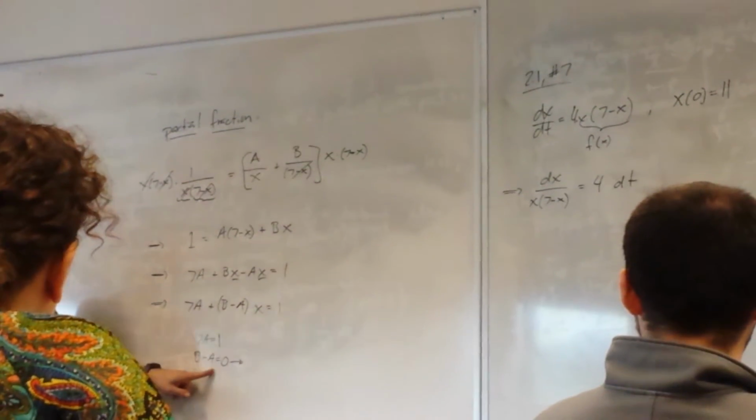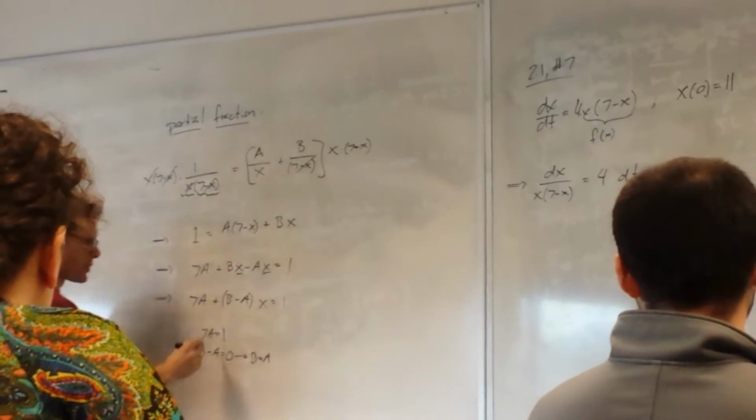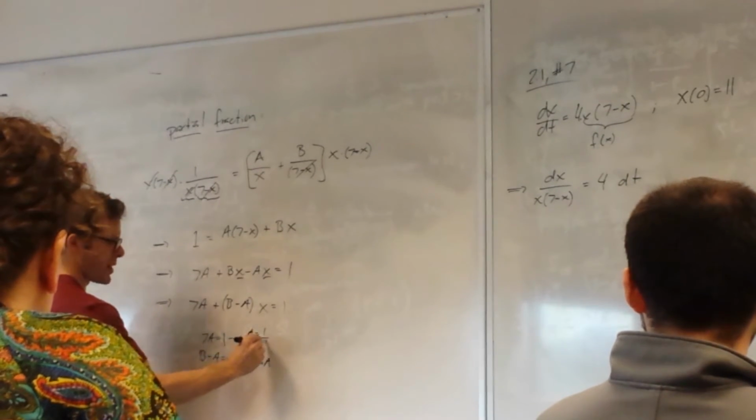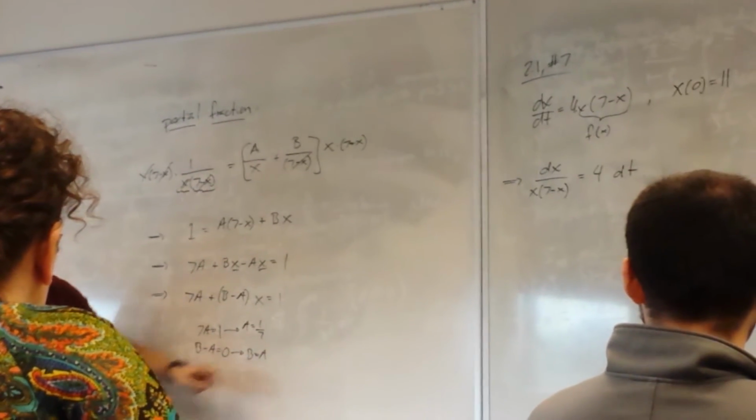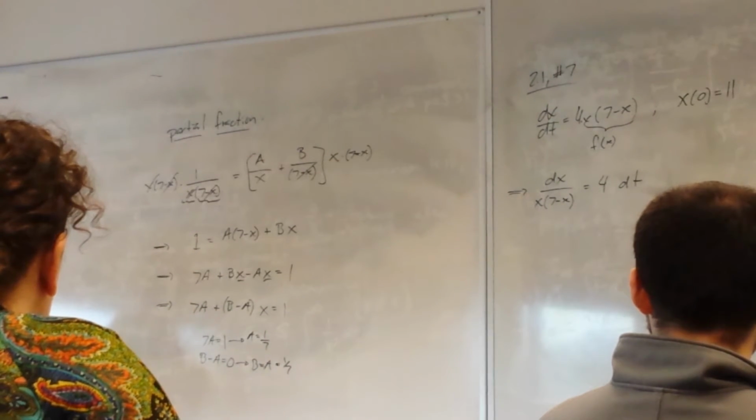And this equation right here implies that b has to equal a. So if 7a equals 1, we just get a equals 1/7. And since b equals a, we get 1/7 for that also. Okay? So that's the side work.